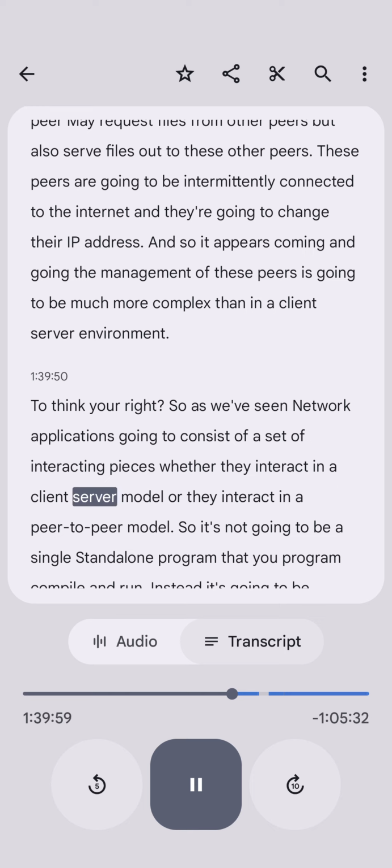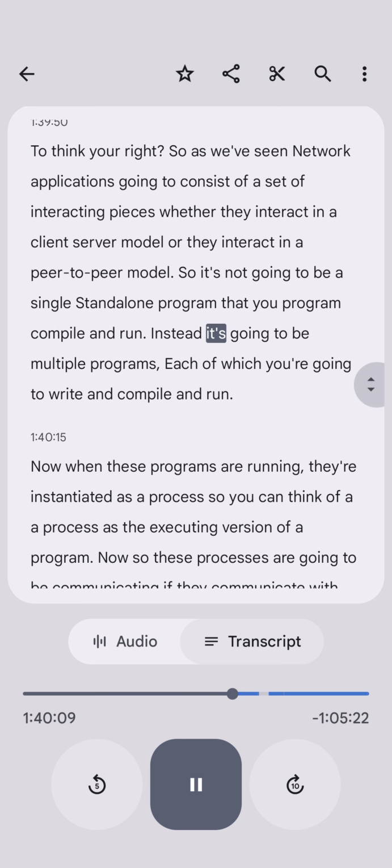So as we've seen, a network application is going to consist of a set of interactive pieces, whether they interact in a client-server model or they interact in a peer-to-peer model. So it's not going to be a single standalone program that you program, compile, and run. Instead, it's going to be multiple programs, each of which you're going to write and compile and run.